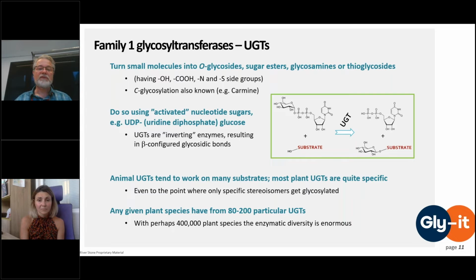Animal UDTs tend to work on many substrates. That's also why you see that animals such as ourselves don't have many UDTs, we have a small handful, whereas most plant UDTs are quite specific, even to the point, as I said, where only specific stereoisomers of a small molecule get glycosylated, and that's why they have a lot of UDTs. So any given plant species on this earth has between 80 and 200 particular UDT enzymes. With perhaps 400,000 plant species available, the enzymatic diversity is simply enormous.